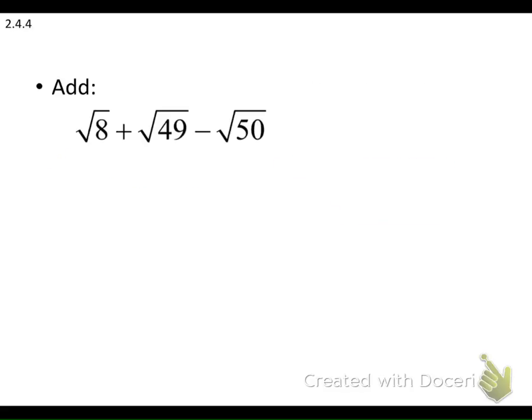So this next one here is going to be adding and subtracting square roots. This is what we were working on last week, so you guys should be pros at this point. So in order to add or subtract square roots, what's the first thing I need to do, Brendan? Yeah, I'm going to factor each radicand. Okay, so for 8. Okay, keep going. For 49, 7 and 7. And for 50, 5 and 2.